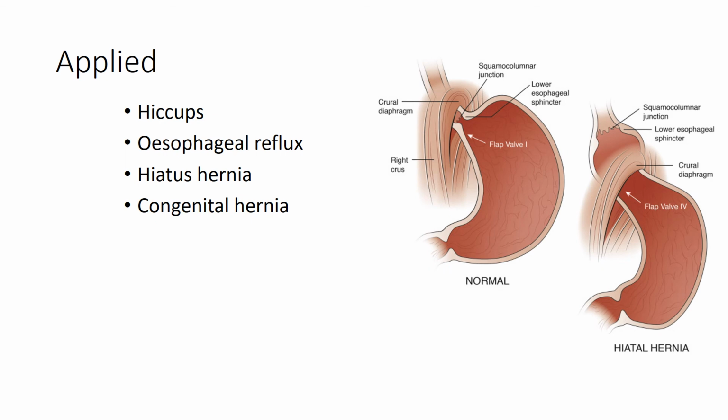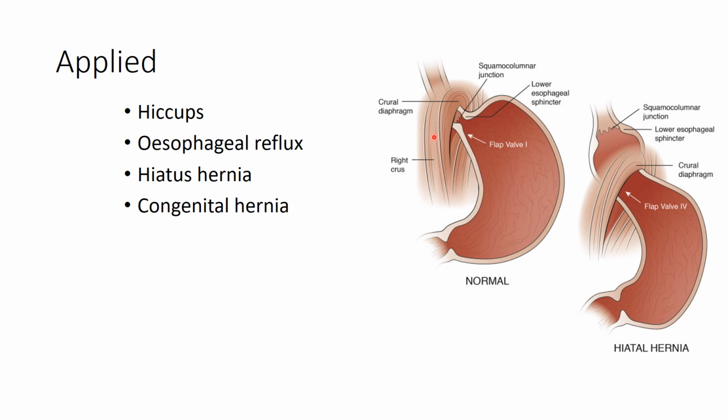Now the applied aspects. First is hiccups. Hiccups are due to rhythmic contraction of the diaphragm followed by rapid closing of the vocal cord, making this distinctive sound. The uncontrollable hiccups are pathological in nature and generally due to irritation of the phrenic nerve, and these may be due to irritation of the peritoneum or pleural portion related to the diaphragm.